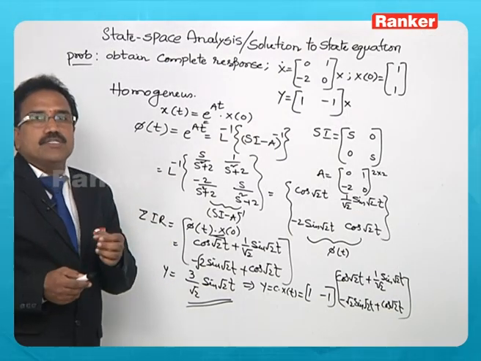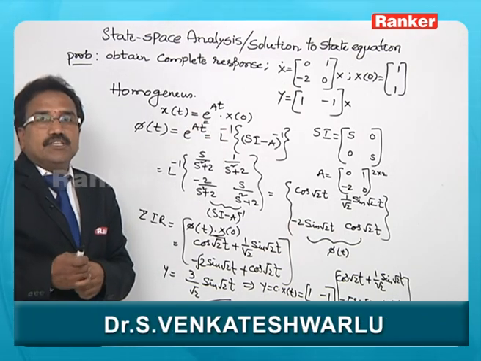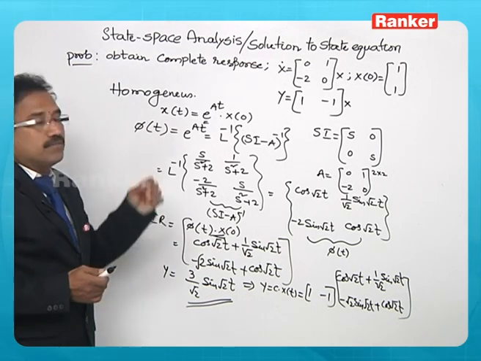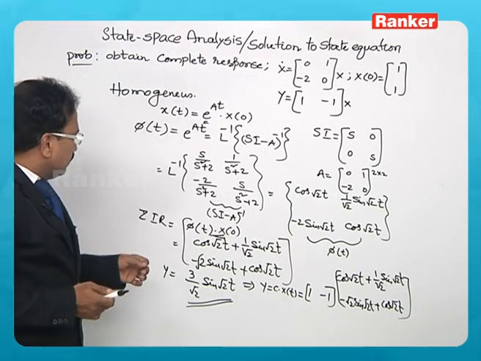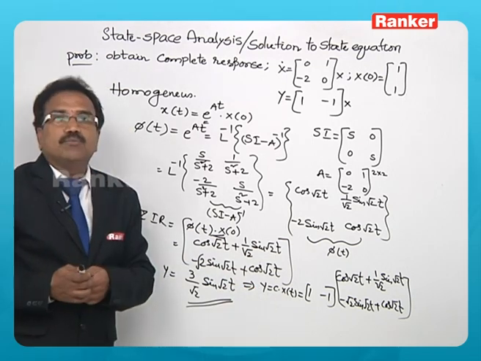So, this is the way to get the solution. We should find out the state transition matrix first and then multiply with the initial conditions, you will get x of t. So, that x of t you need to multiply with the C matrix to get the output equation.